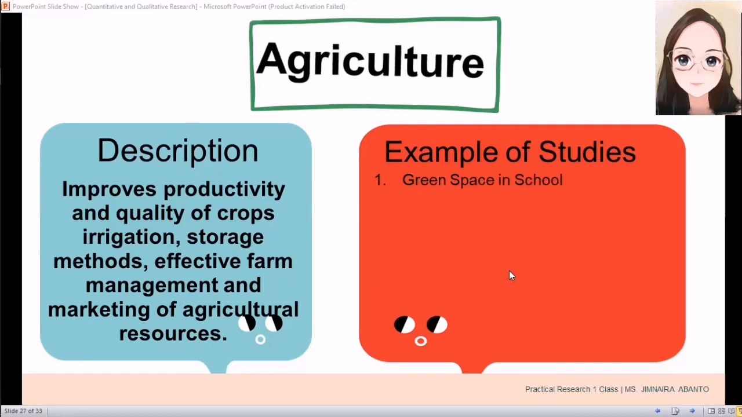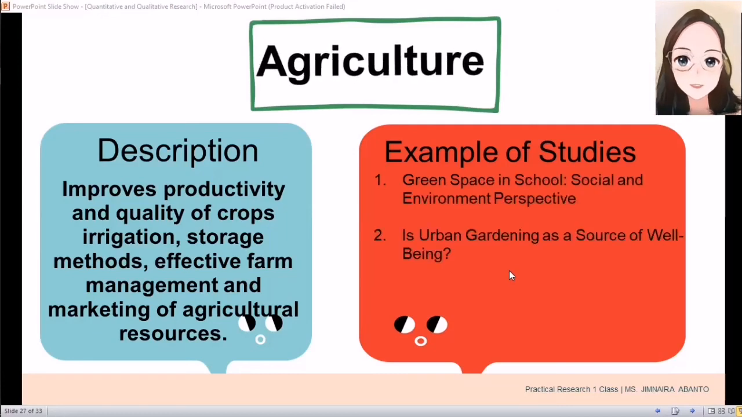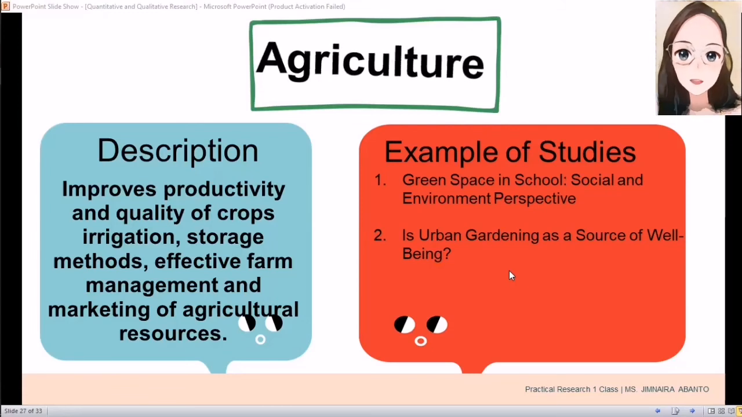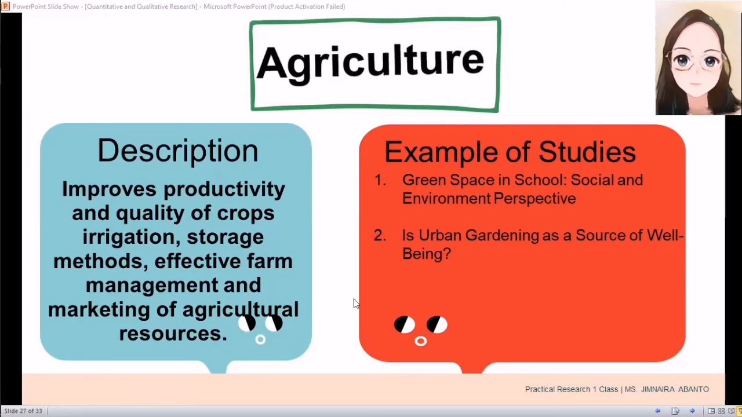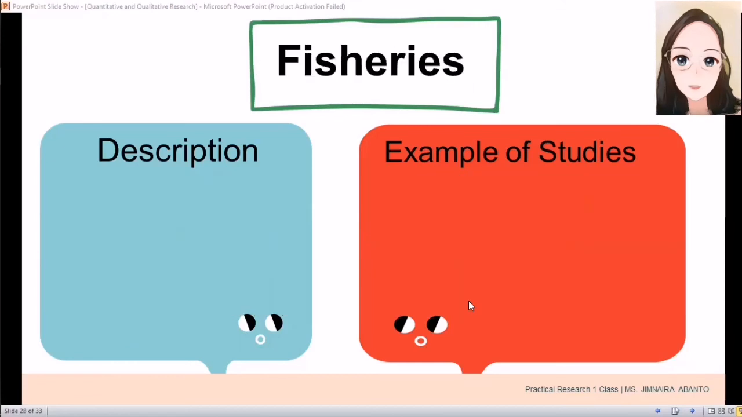So for example, green space in school, social and environmental perspective, is urban gardening as a source of well-being. Another example, effect of different rates of nitrogen fertilizers on growth and quality of rice and corn, or shaping the modern farming through ag-tech fusion, growth and development of eggplant as influenced by various organic fertilizers. Okay, next.